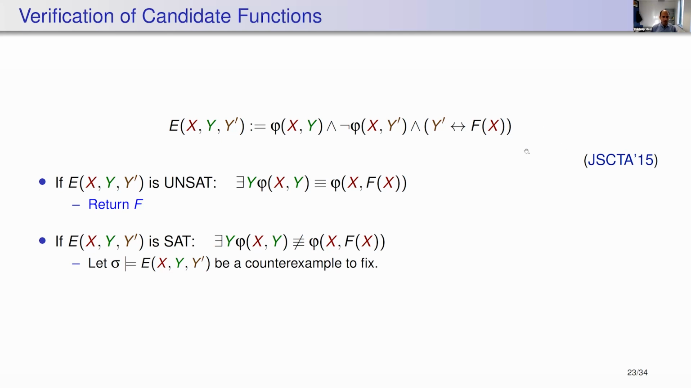And this is where we rely on a very beautiful observation made about 7 years ago by John and co-authors. Here's the observation. We can come up with another formula, and we'll call it an error formula. It looks of the following form: phi of x,y and negation of phi of x,y prime, where y prime is set equal to f. What is this formula asking? It's asking, is there an assignment of x and y so that the relation, the specification, is satisfied? But if you were to substitute the output of these functions, then the specification would be falsified.